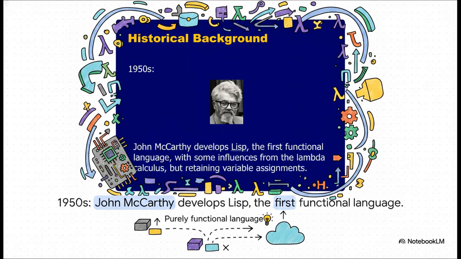Okay, now let's jump forward a couple of decades to the 1950s. A computer scientist named John McCarthy took inspiration from that lambda calculus and created Lisp, which was the very first functional programming language. But here's the thing. Early computers were all built around step-by-step instructions, so Lisp was kind of a hybrid. It had all these amazing new functional ideas, but it still held on to some of the old ways, like changing variables. The quest for a purely functional language was really just getting started.